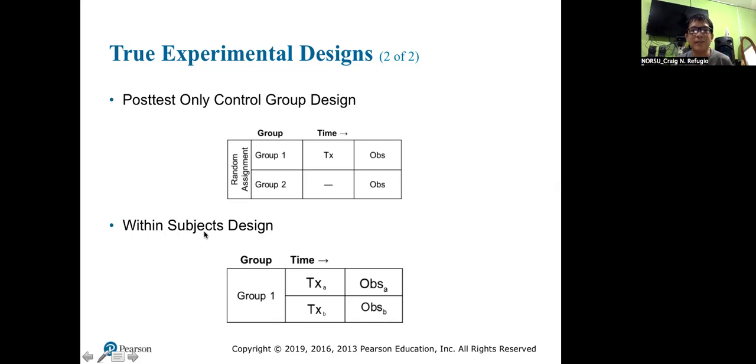Then we have the within-subjects design. We have group 1, which receives treatment and then another treatment. You subdivide group 1 into two, treatment A and treatment B, and then you have the observations for treatment A and the observations for treatment B.